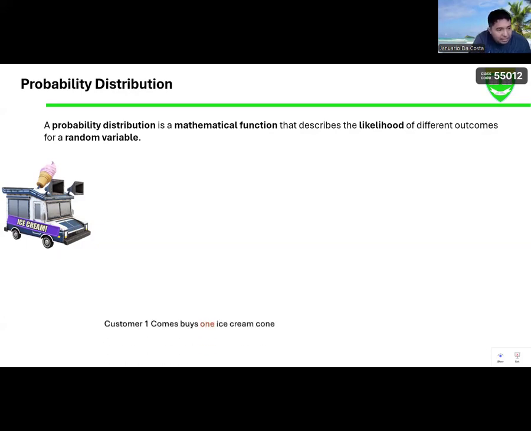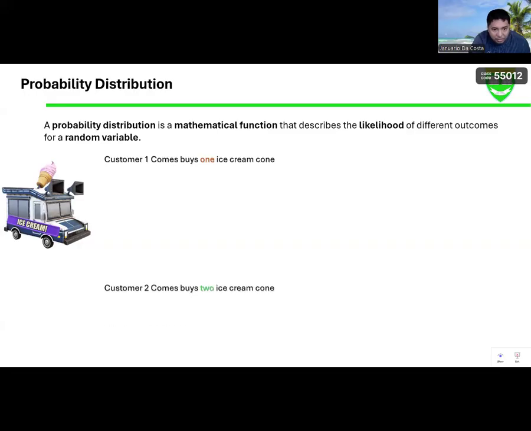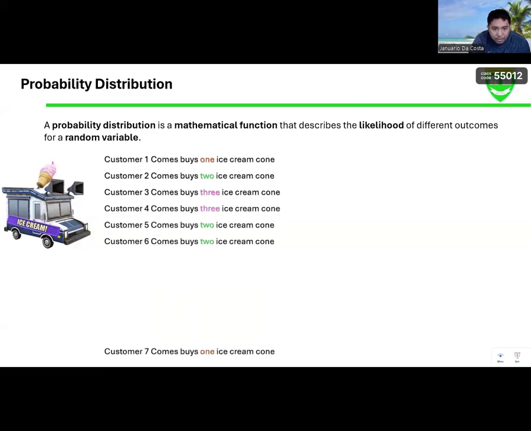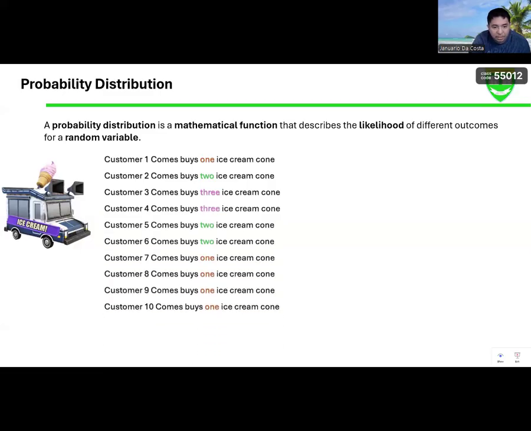Okay, for example, the ice cream shop. Customer 1 comes and buys ice cream, customer 2 buys ice cream, and so on and so forth, let's say until 123 customers. Imagine in this experiment the random variable X is the number of ice creams a customer orders. That's your random variable X.